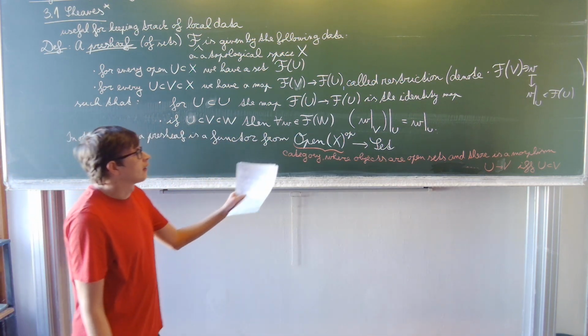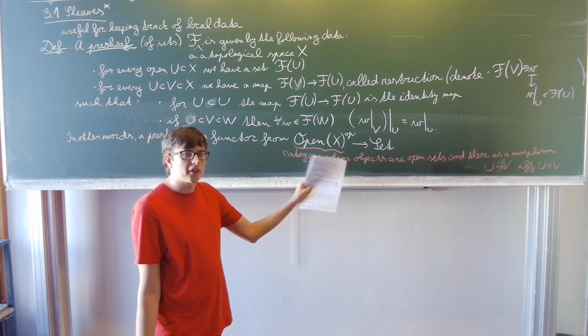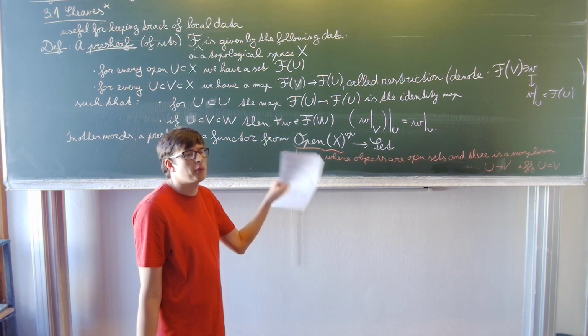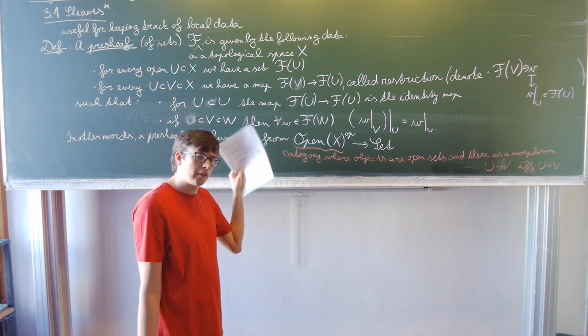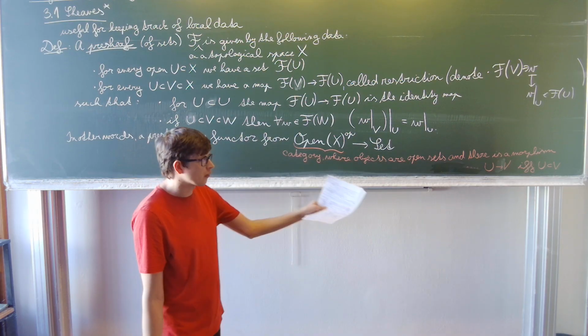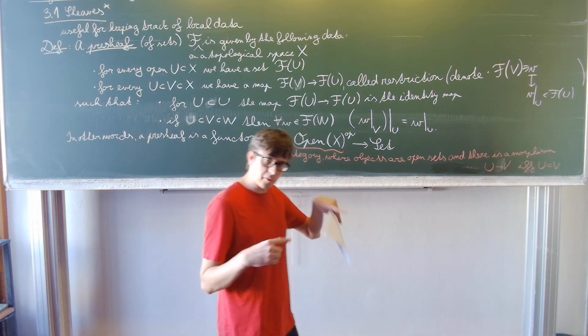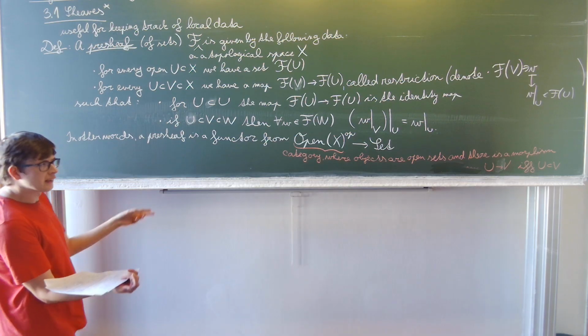So the open sets on a space is a partially ordered set, and if you have a partially ordered set, then you have a category of this construction where you have an arrow if and only if one is bigger than the other.